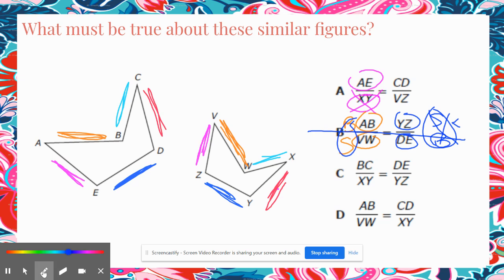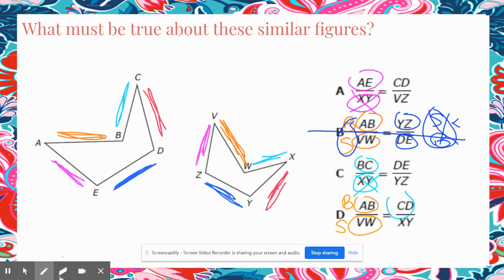And then BC, which is that light blue. We're going to compare it to see, is XY light blue? No, XY is red. So that didn't work. And then we're going to do AB, which is orange, and VW to see if that's orange. Yes, it is. So we're going to do bigger figure to smaller figure.